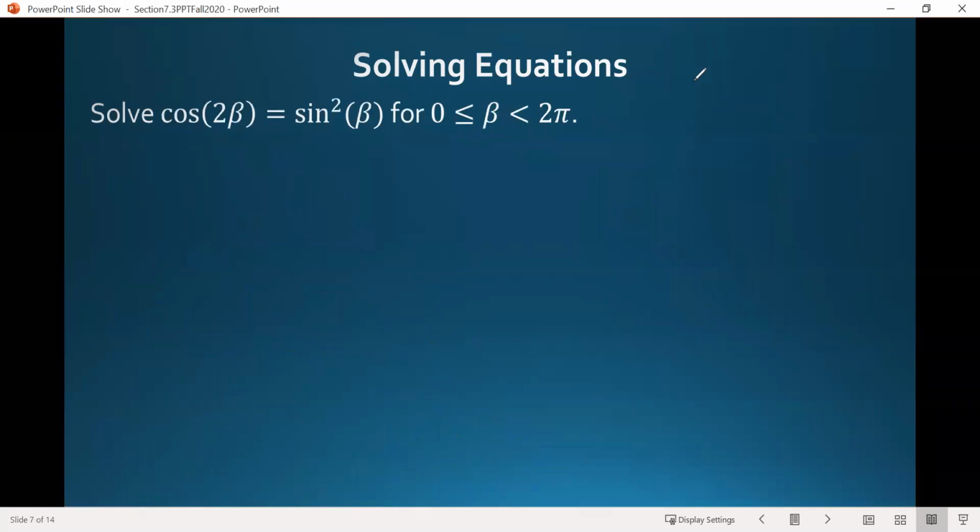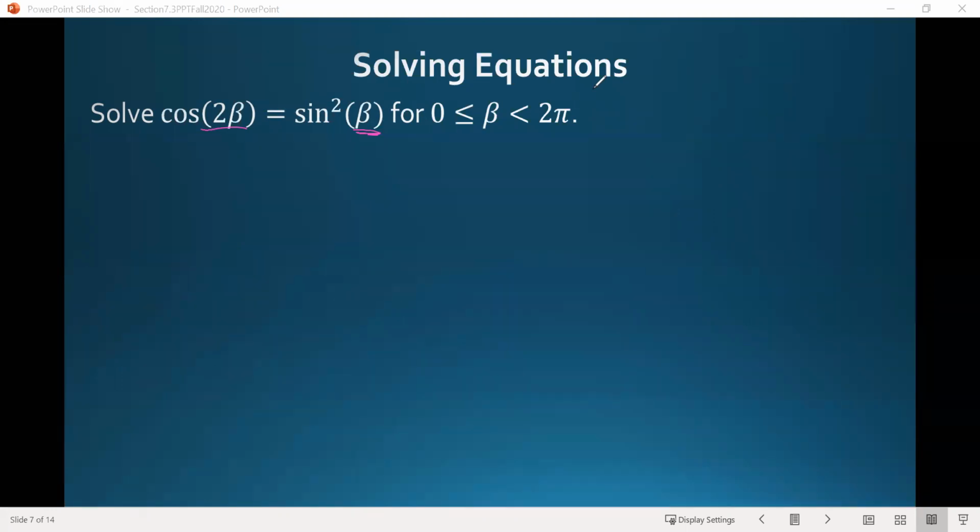So here we're asked to solve cosine of 2 beta equals sine squared of beta. And here we're just doing it on the interval 0 to 2 pi. And notice again, we've got a 2 beta here and a beta here. So those aren't the same. So we'll need to use a double angle identity. And again, for cosine, there are lots of options, right? There's 3 options, I should say.